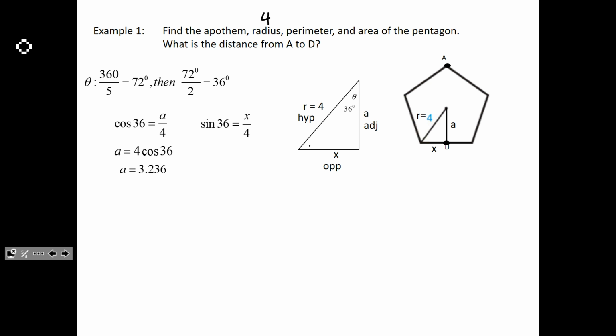So we have sine of our angle 36 is equal to opposite over hypotenuse. Okay, and again, we're trying to solve for x, so what are we going to do to get the 4 out of the bottom there? On both sides, very good. So I have x is equal to 4 sine of 36. And what do we get there?